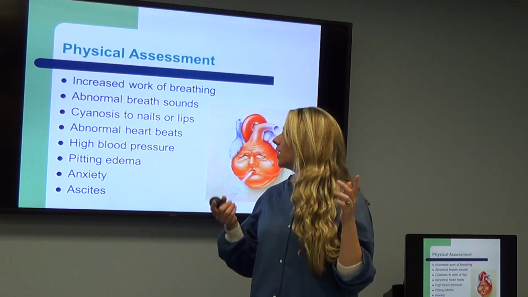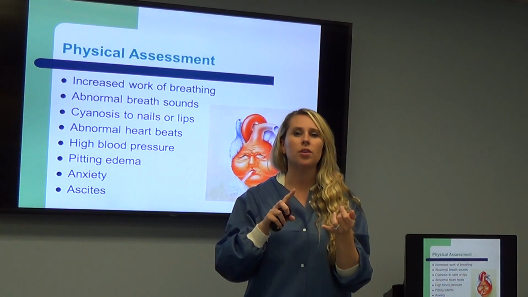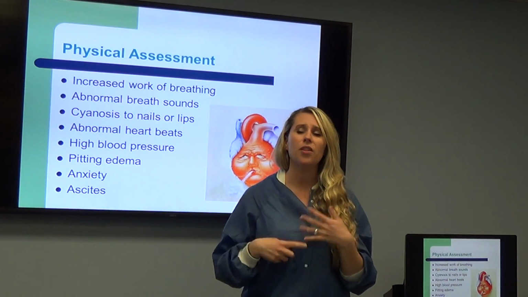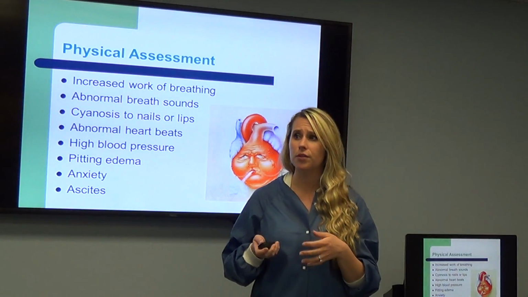In addition to the increased work of breathing, you're going to also look at their pulse ox. So the pulse oximetry may be less than 95%, and they're going to have a high respiratory rate, greater than 20.